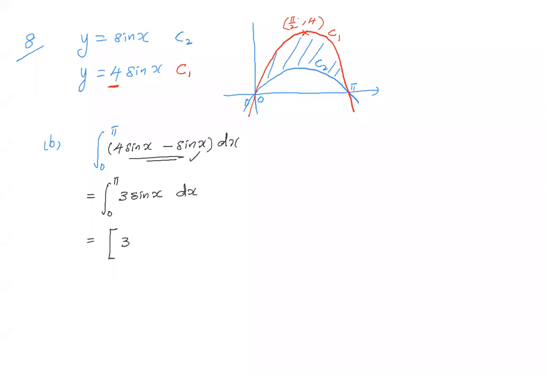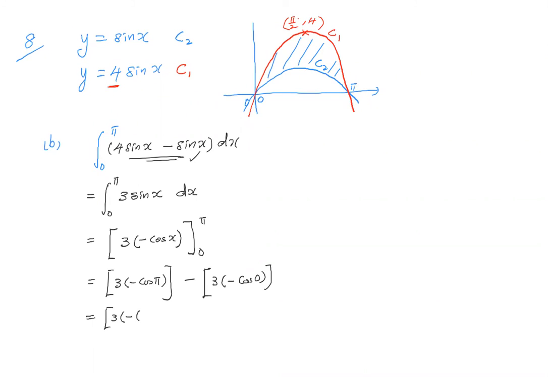3, you integrate sin, what do you get? Negative cos x divided by 1. So now we are not going to write that. So then you do it. 3 negative cos pi, you write properly, minus 3 negative cos 0. Okay, cos pi is negative 1, correct? If you look at the table.